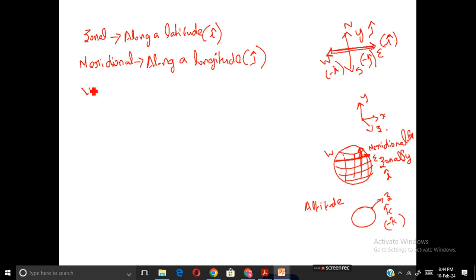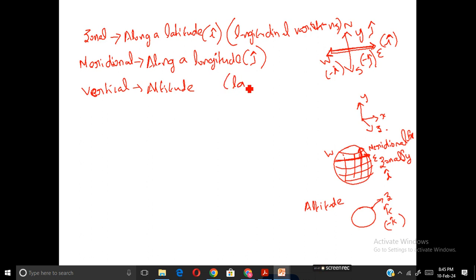And then vertical motion, basically altitude. When we are moving along a latitude, there is longitudinal variation. The longitude is actually changing. And when we are moving along a longitude, there are latitudinal changes. Here the altitude is changed, basically in vertical motion.